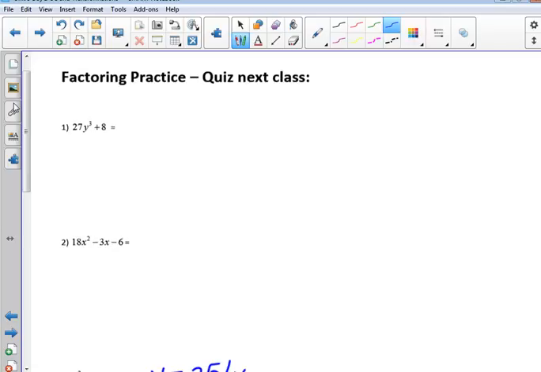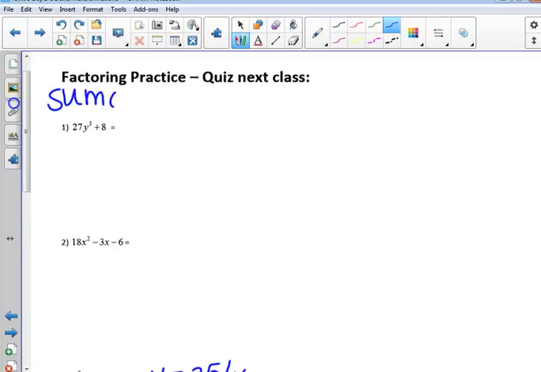27y to the third plus 8. Because it's two terms, it could be difference of squares, difference of cubes, or sum of cubes, or GCF. Is there a GCF here between 27y to the third and 8? No, doesn't work. Difference means what? What should be in the middle if it's a difference? A subtraction sign. So this has to be the sum of cubes. There is no such thing as the sum of perfect squares. Everyone okay with that?